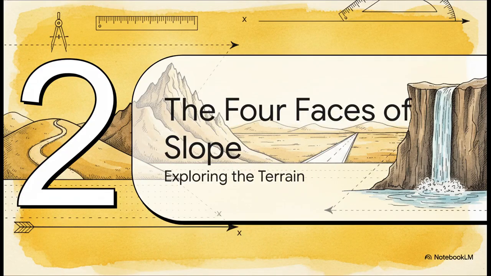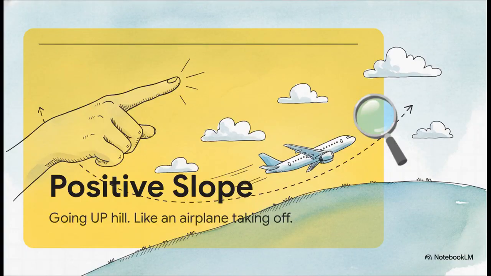Okay, you got your compass? Good. Let's go check out the 4 main landscapes, or types of slope, that you're going to find on any graph. First up, we've got the positive slope. Imagine putting your finger on the very left side of this line. Now, as you trace it over to the right, where does your finger go? See? It goes up. That uphill climb, kind of like an airplane taking off, that's always a positive slope.